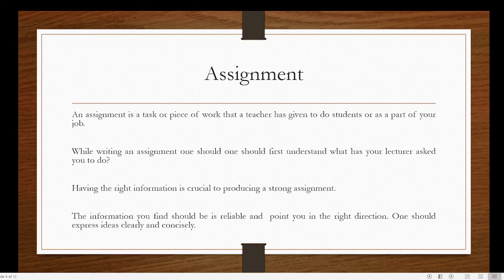One thing is that if you take some information from somebody's work, you have to clearly mention, this is not my work, this is somebody's work. That information you should clearly say.